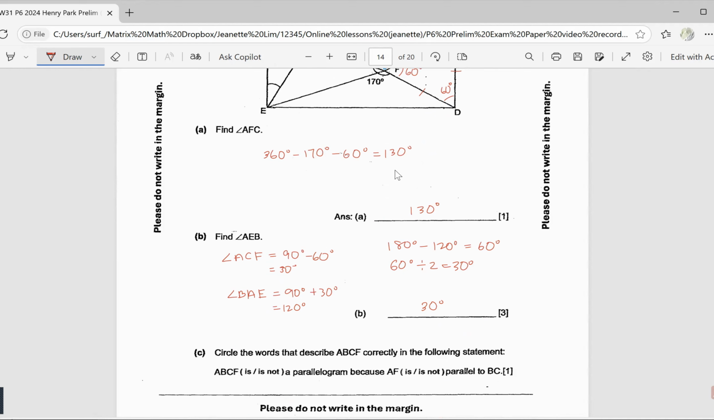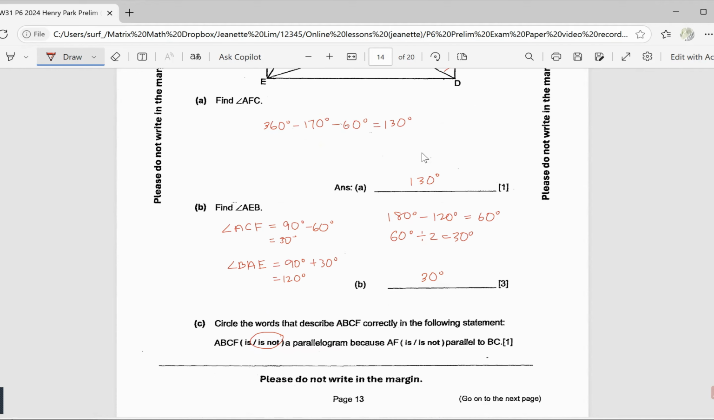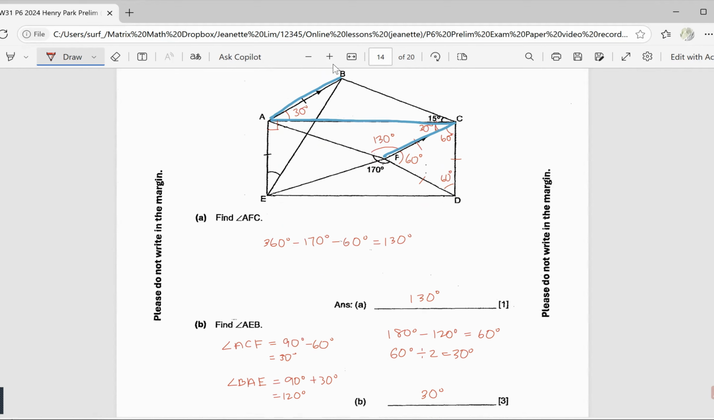So it is not a parallelogram because AF is not parallel to BC. Okay, AF is not parallel to BC. Because if it is, then this plus this would be 180. But this plus this is 175. So it's not. Okay, we're using interior angles to help us, the one that looks like a U.